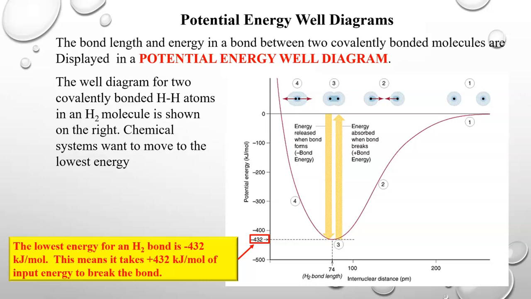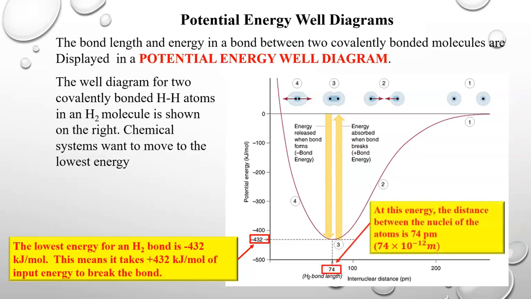Again, that's a unit of energy. We'll talk more about it in this class. This means that it would take positive 432 kilojoules per mole, that's energy going in, to break that bond, or basically to separate those two atoms. Now, also at that optimal energy, you can see that the distance between the two hydrogen atoms is 74 picometers.